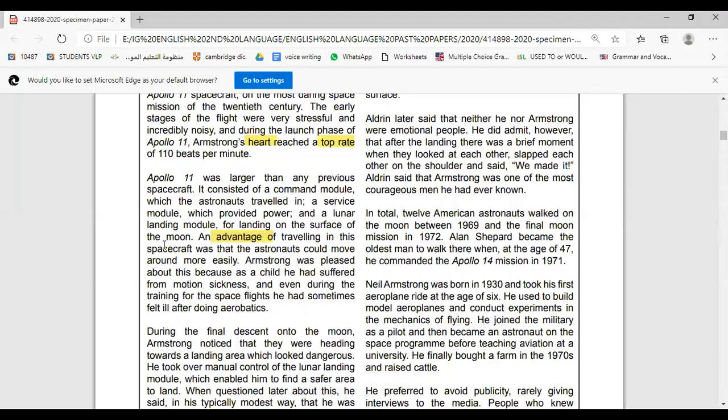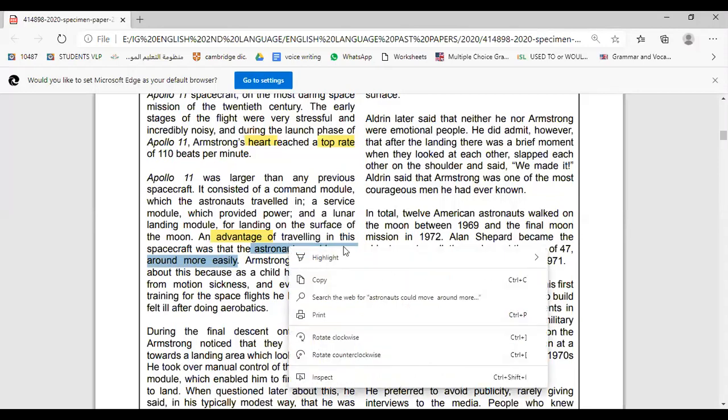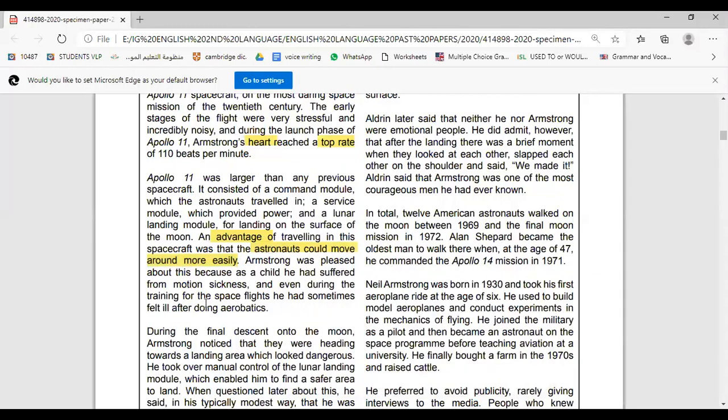The advantage of traveling in this spacecraft, which is bigger than the previous one, was that astronauts could move around more easily. So you need to copy astronauts move more easily. This is the answer you are expected to give. That's it. You don't need to write more than this, but the advantage is the benefit, and you find it here exactly, and then you take the right answer.